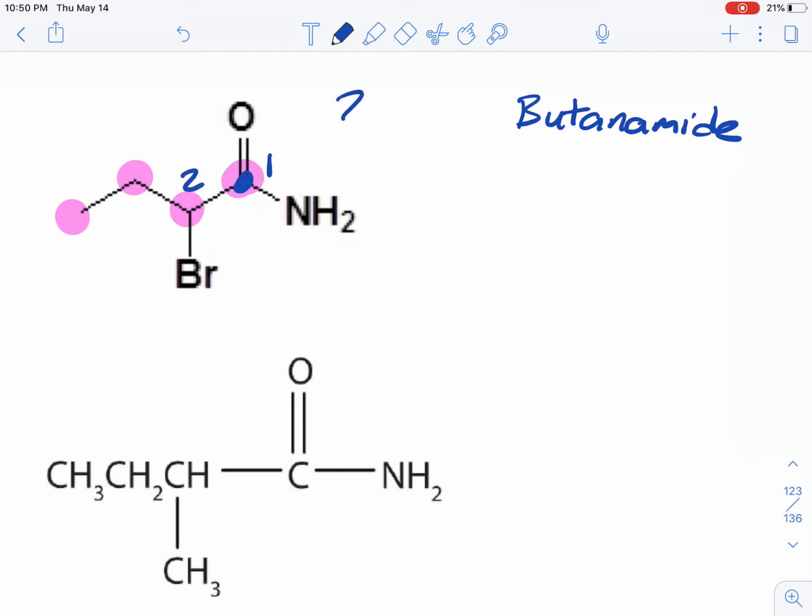So I'm going to put 2-bromo. And then since I don't need a number to describe where the amide is located, since it's always terminal, in other words, it's carbon number 1, I'm just going to go ahead and put those two pieces together and say 2-bromobutanamide. And that is the name of my structure.